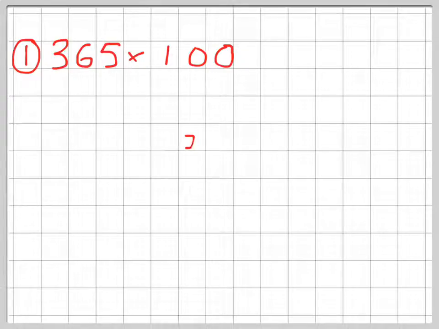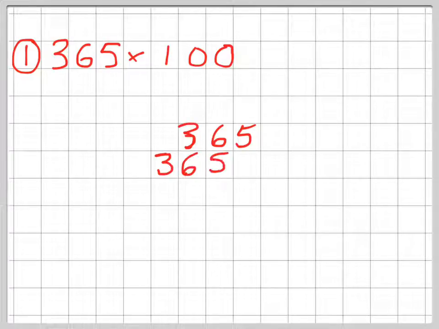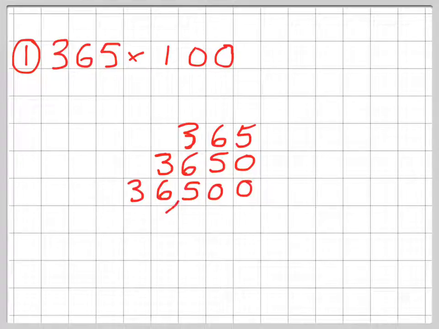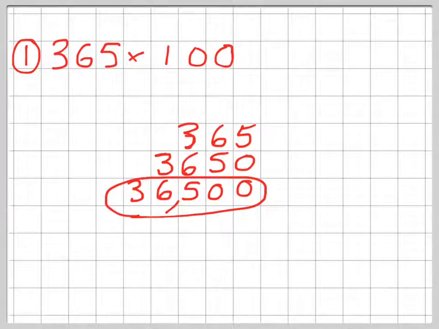So if we start with 365, timesing by 10 will give us 3,650. Timesing by 10 again, we'll move everything one column to the left again, and that will give us 36,500. So that's our answer to number 1.